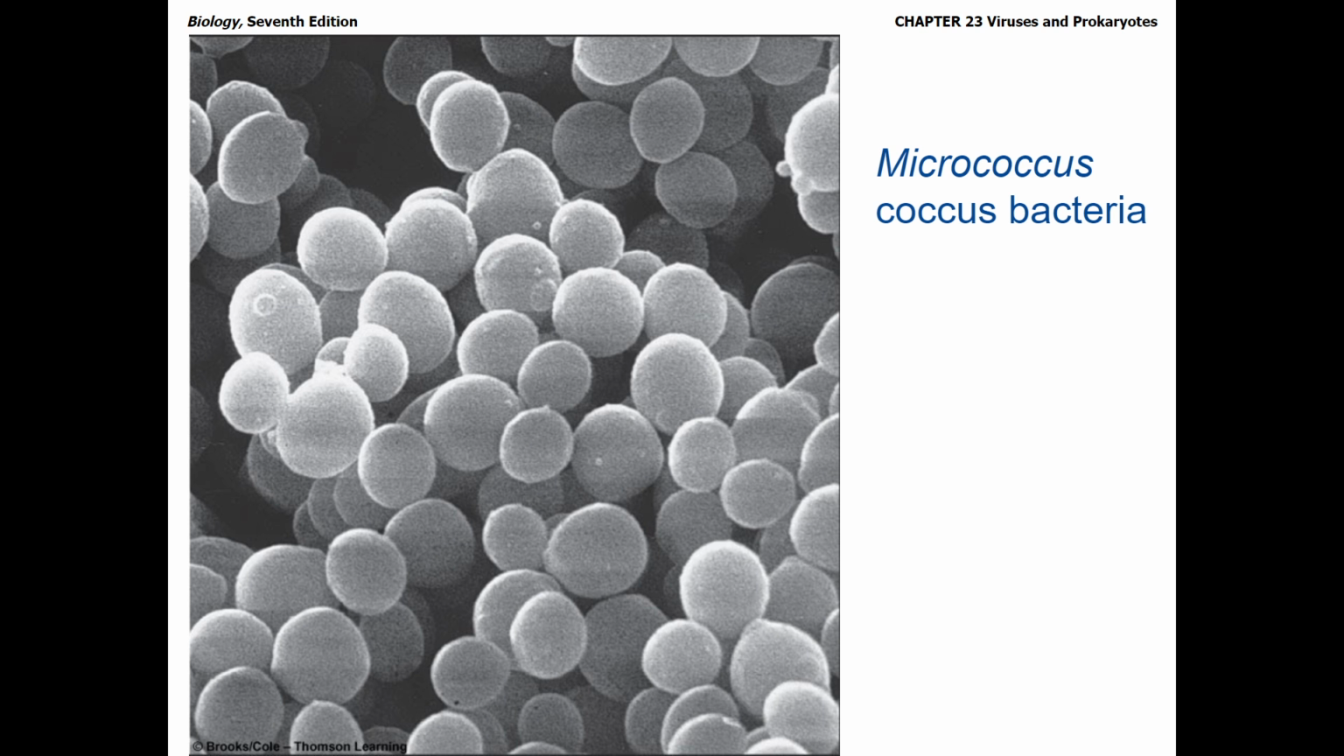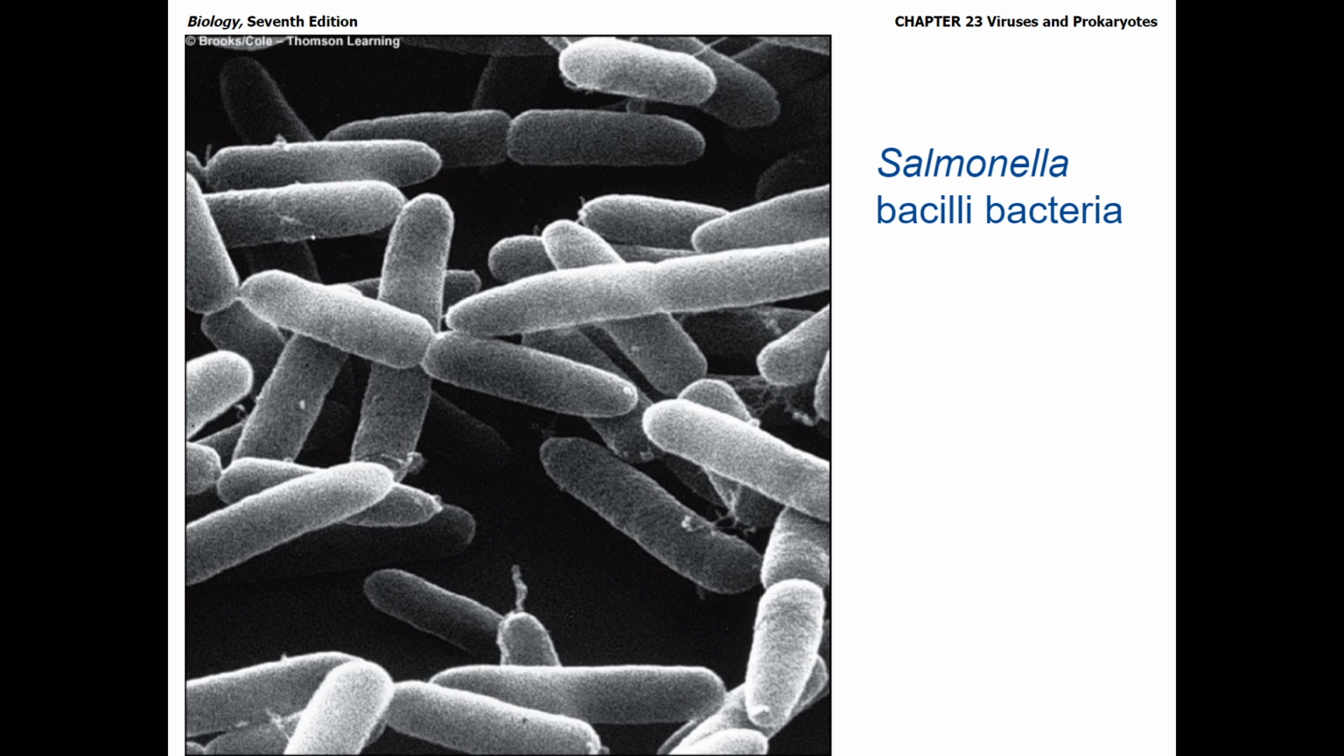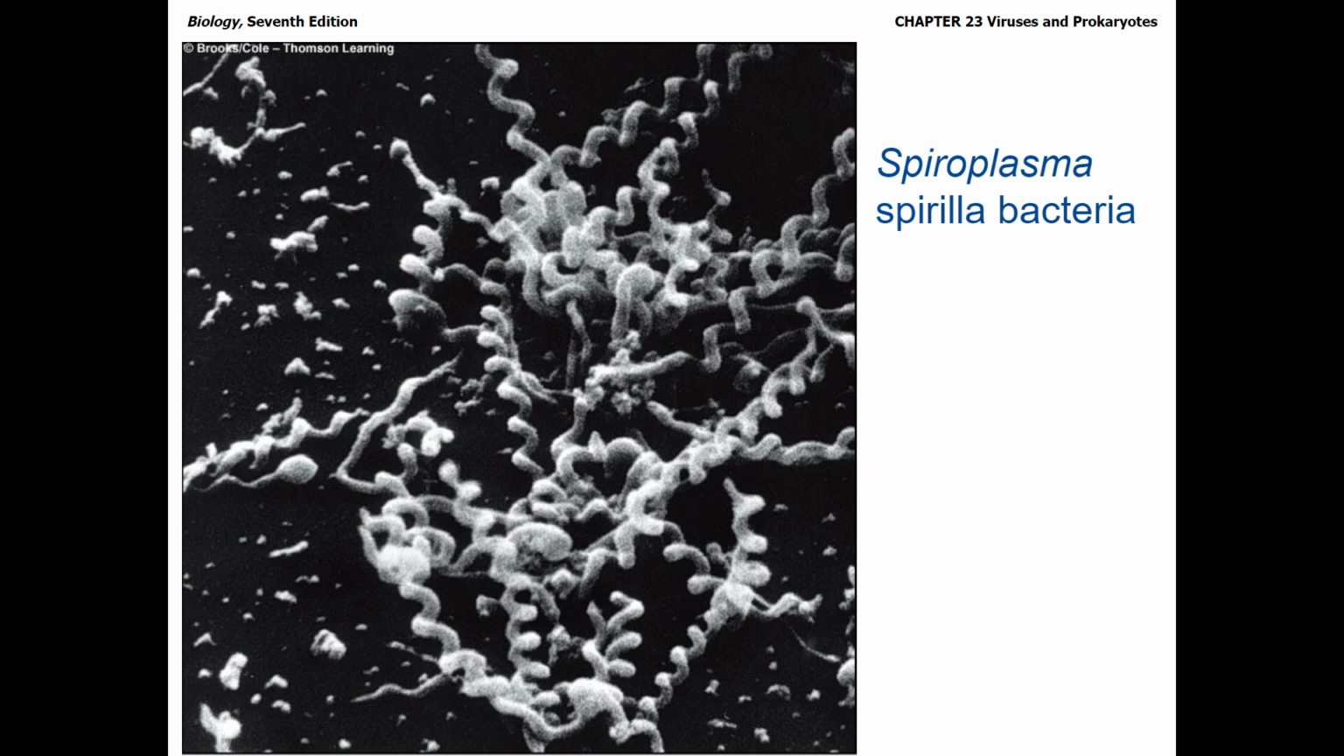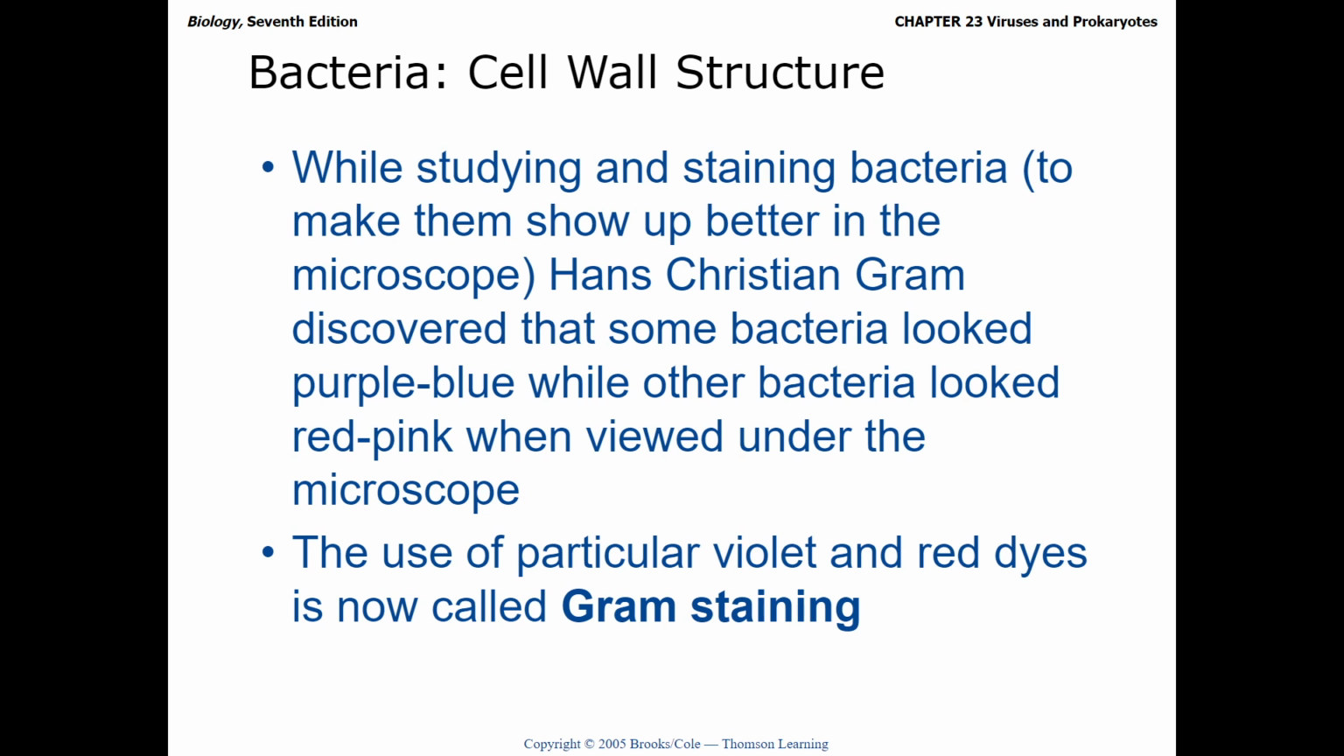So here is a Micrococcus. This is a spherical bacteria. Here is a Bacillus or rod-shaped Salmonella bacteria. And here are some Spirilla or Spiroplasma bacteria. So you can see the general shapes of bacteria that would classify themselves as either Coccus, Bacillus, or a Spirilla.